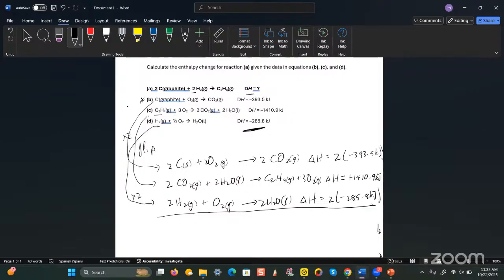So what we're going to do next is add up these equations together. And remember, when you have several equations that you have to add up, you cancel items that are common to both sides, right? In this particular case, that means that these 2 CO2 gases will cancel out here.